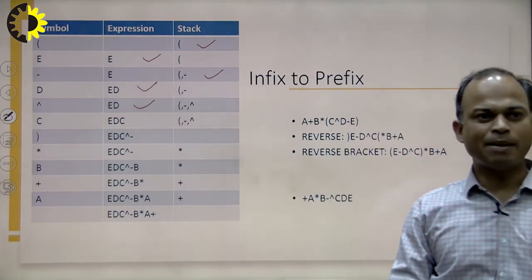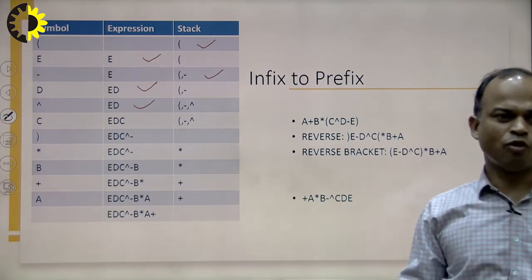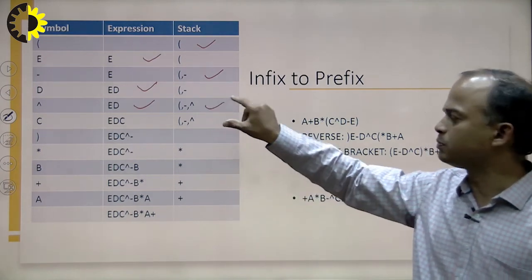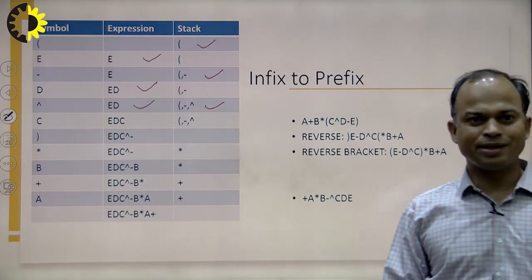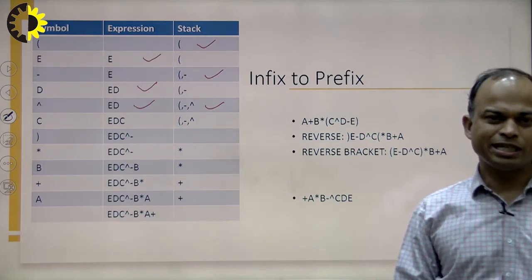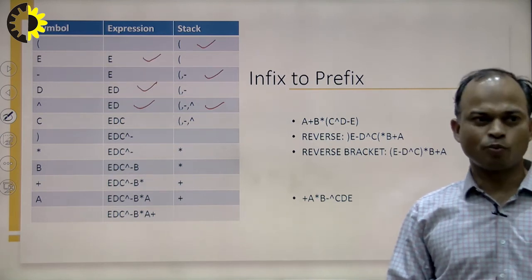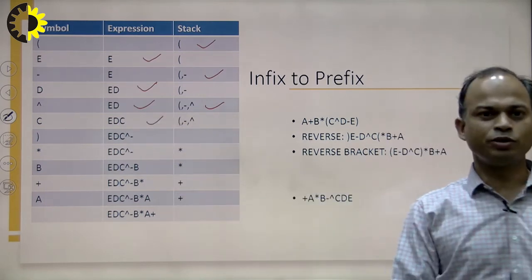After D we have the power symbol. Therefore the power symbol is pushed onto the stack, and the power has been pushed. After the power symbol we have the next character. This is C, and C is an operand. Therefore C is appended onto the expression.